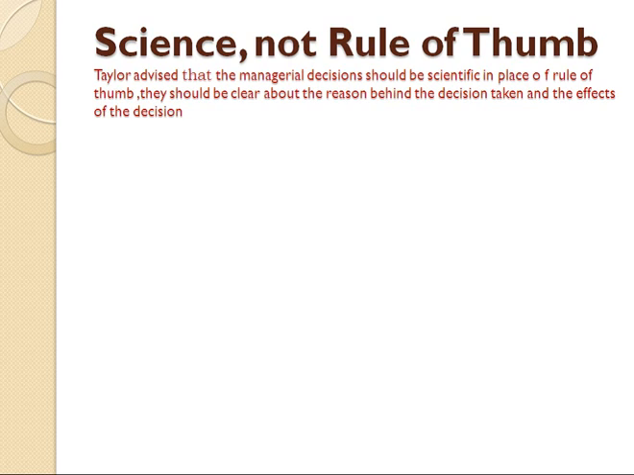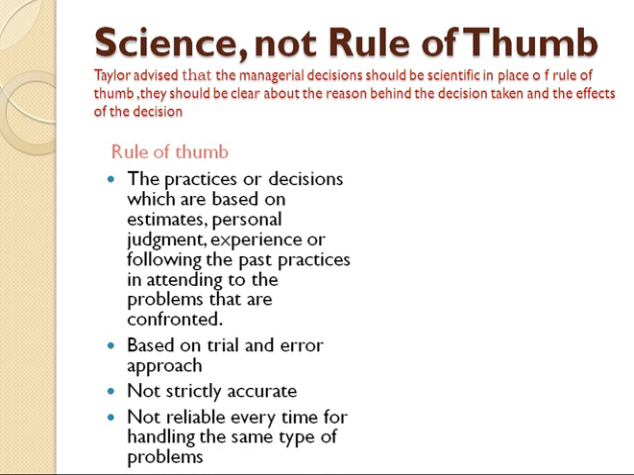So, first of all, we should see what is rule of thumb. Rule of thumb means the practices or decisions which are based on estimates, personal judgment, experience, or following the past practices in attending to the problems that are confronted.